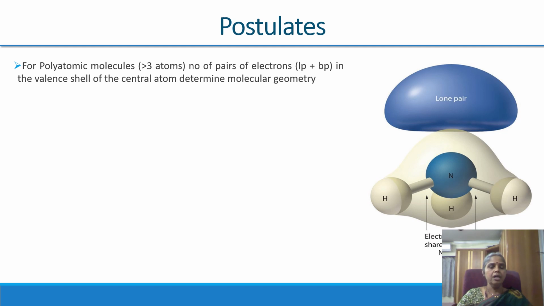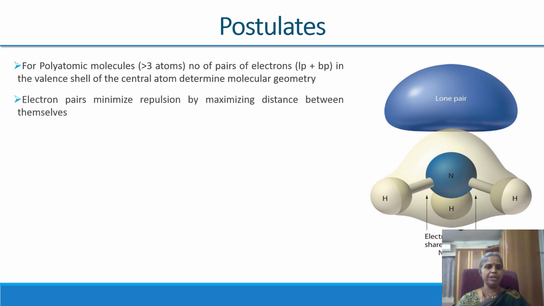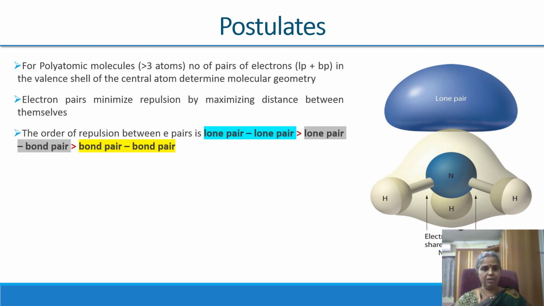Just quickly, for polyatomic molecules, if there are only 2 atoms, it's a diatomic molecule, then there is no doubt it is going to be a linear molecule only. But for polyatomic molecules with more than 3 atoms, the number of electron pairs, that is lone pair plus bond pair in the valence shell of the central atom, determine molecular geometry. Electron pairs minimize repulsion by maximizing distance between themselves. Then the order of repulsion. Now let us see the order of repulsion. Lone pair repulsion is greater than lone pair bond pair repulsion, which is greater than bond pair repulsion.